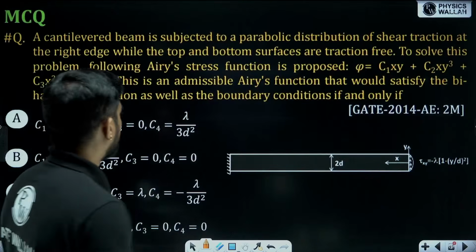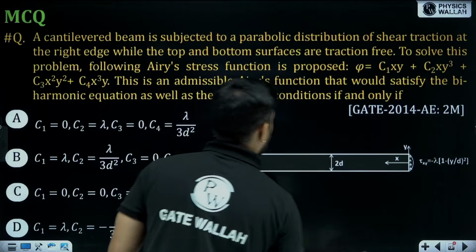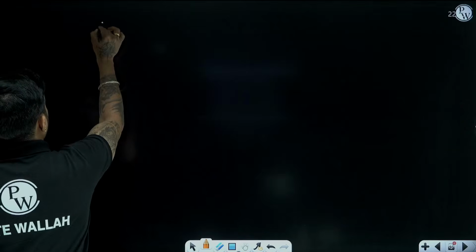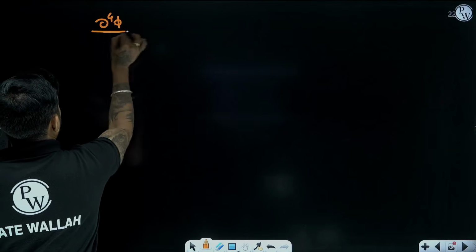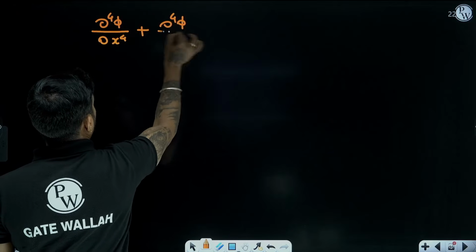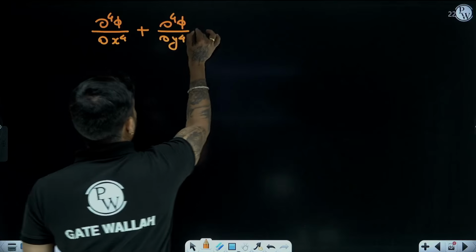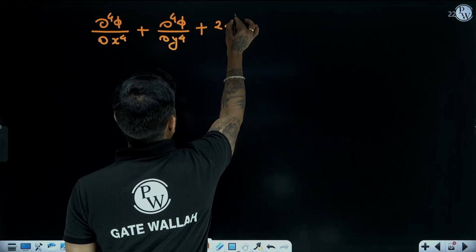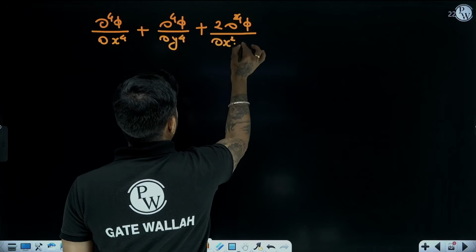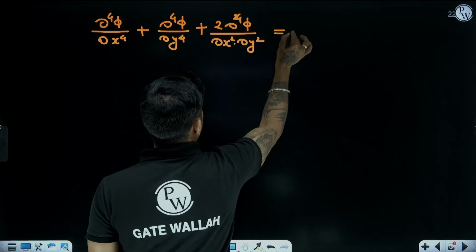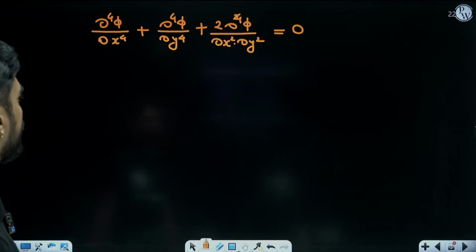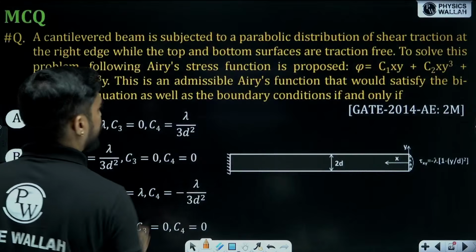Let's see. So the first one is the biharmonic equation. What is the biharmonic equation? Del to the power 4 phi by del x to the power 4 plus del to the power 4 phi by del y to the power 4 plus 2 del to the power 4 phi by del x square del y square equal to 0. This is the biharmonic equation. So we need to put the equation of phi here.